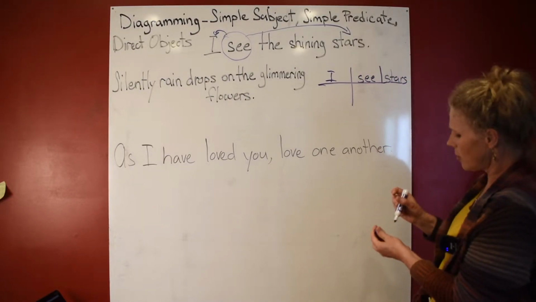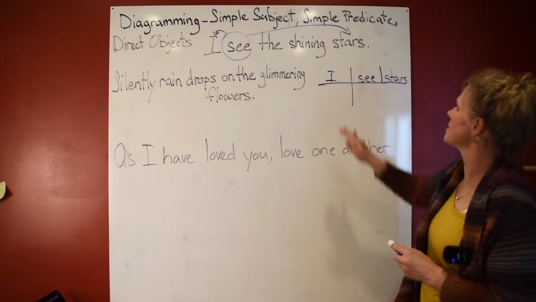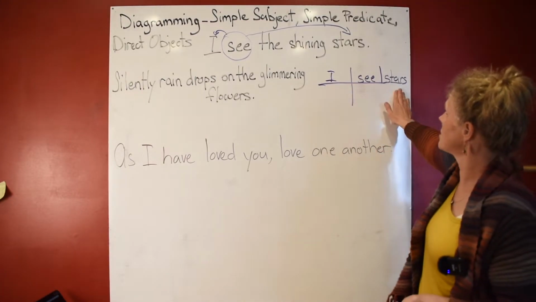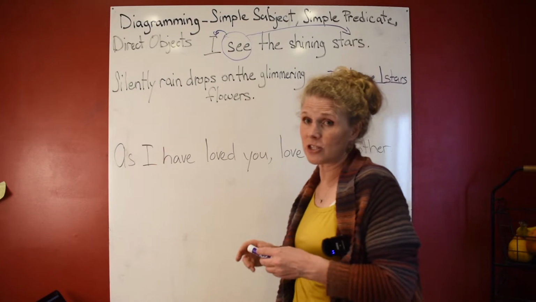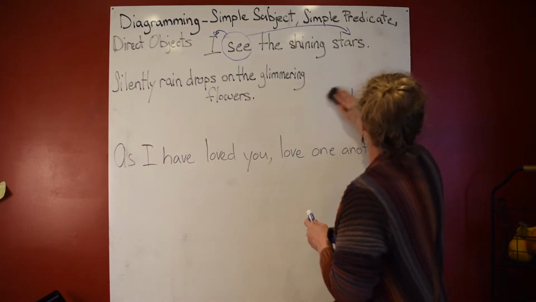Okay, so now in that sentence, that is the main part of the sentence: I see stars. See how it totally makes sense? Just by putting those together, you don't have all of your other adjectives and things in that sentence. Now let's look at the next sentence.